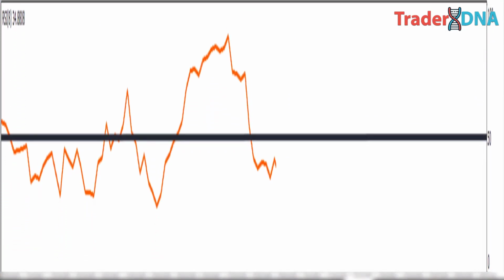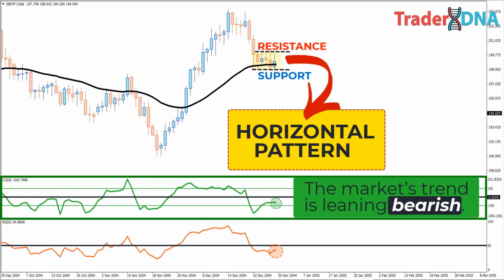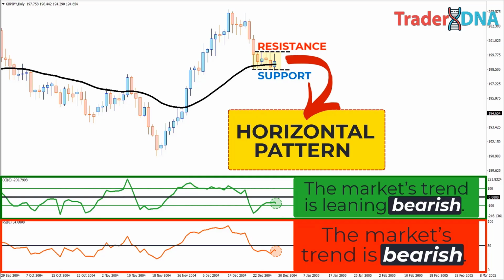In the RSI window, it's very evident that the RSI line is already below the 50 level. This further strengthens our expectation that once the sideways phase concludes, the market is likely to trend bearish. With this in mind, a trader's next step should be to prepare for a sell position by planning a risk-reward ratio scenario that maximizes profitability.